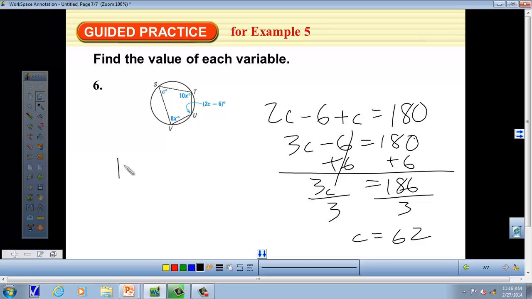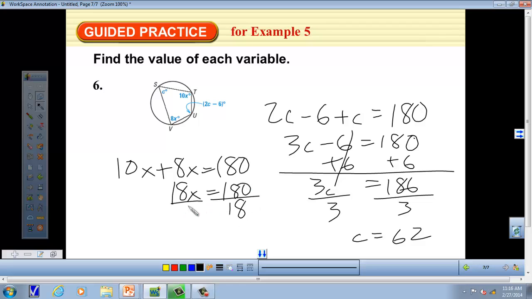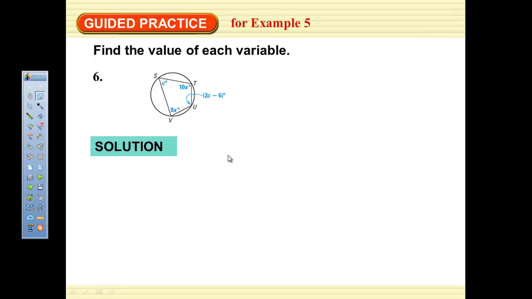And over here we have 10x plus 8x is equal to 180. That gives us 18x equals 180. Dividing both sides by 18, x is equal to 10. Okay? So x is 10, and c is 62. And we're done.